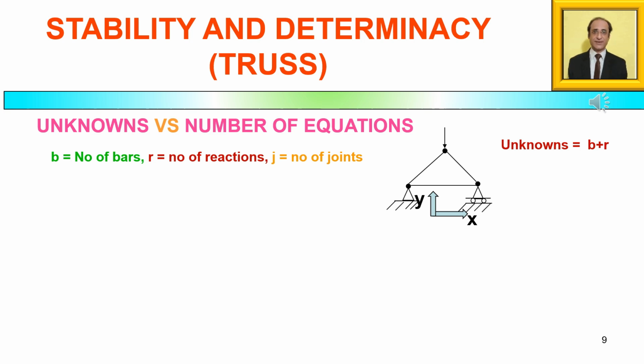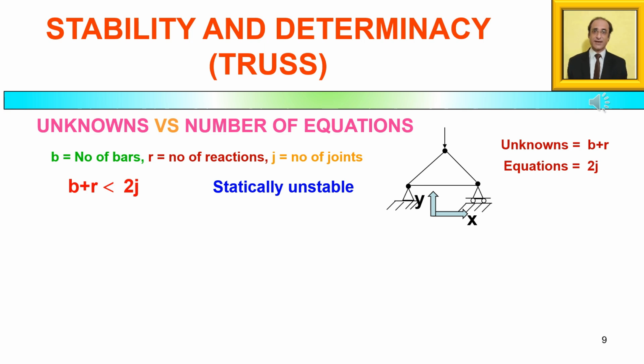So if the total number of joints in the truss is j, then the total number of equations available is 2j. So now we can frame the rules. If b plus r is less than 2j, then definitely the truss will be unstable because the system of equations does not have any solution.